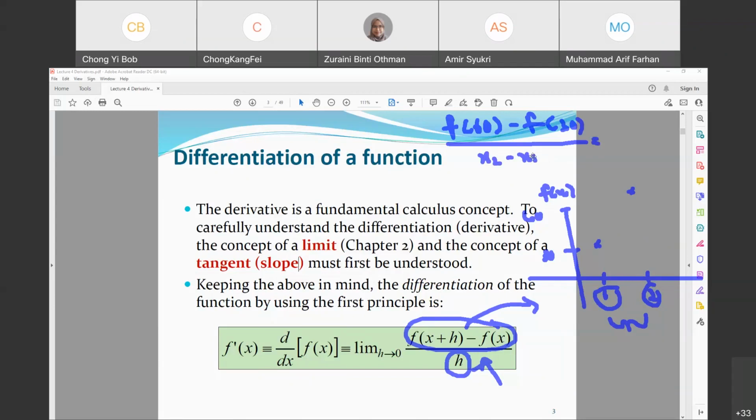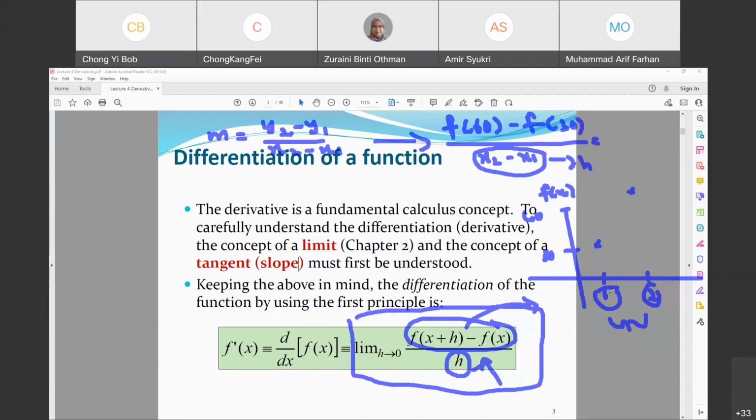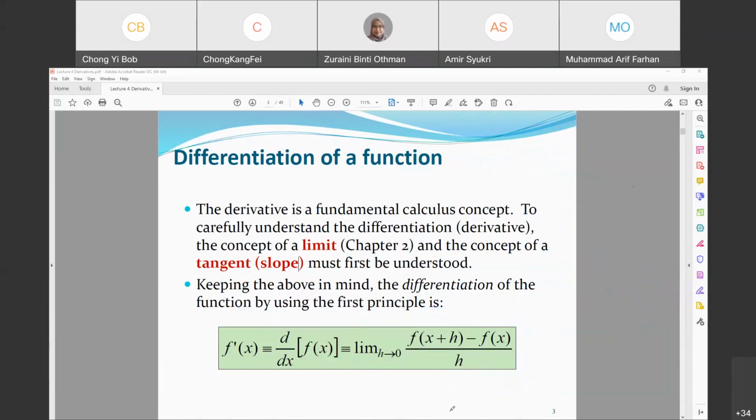Ini ialah kita wakilkan yang bawah ni sebagai h. Nampak tak ini dia datang daripada formula m. Kan m, y2 tolak y1 bahagi x2 tolak x1. Nampak tak? And when it involves kita nak tahu menghampiri x, it is actually the limit. Limit h menghampiri kosong macam tu. Ini ialah di mana formula ini bermula.